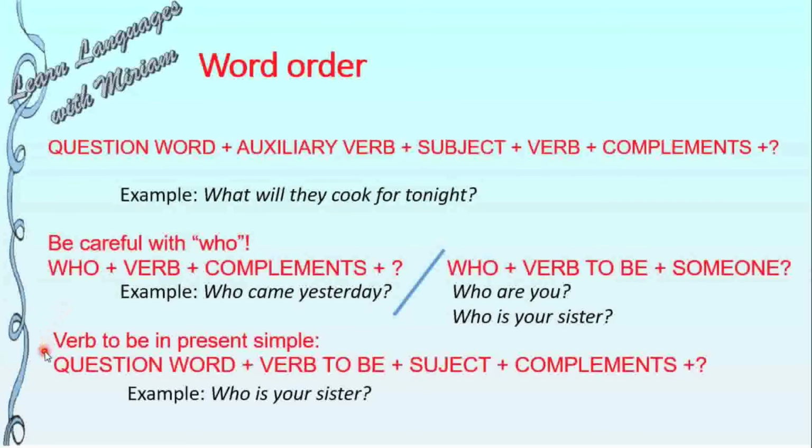With the verb to be in the present simple, the word order is going to be a little bit different. First, we are going to write the question word plus the verb to be plus the subject plus the complements. Example, who is your sister? Who, question word, verb to be is, your sister will be the subject. So in this case, we don't have an auxiliary verb. We just have the main verb, the verb to be, because this is in present simple.